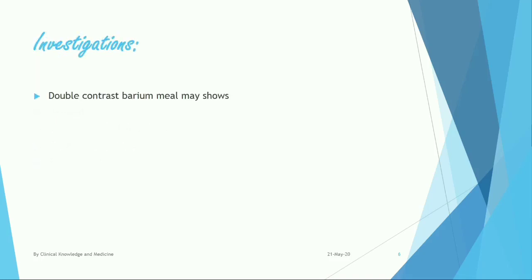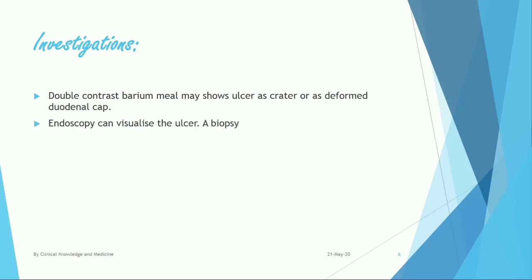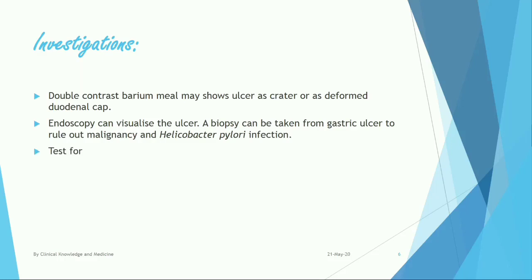Investigations: double contrast barium meal may show the ulcer as a crater or as a deformed duodenal cap. Endoscopy can visualize the ulcer. A biopsy can be taken from a gastric ulcer to rule out malignancy and Helicobacter pylori infection.